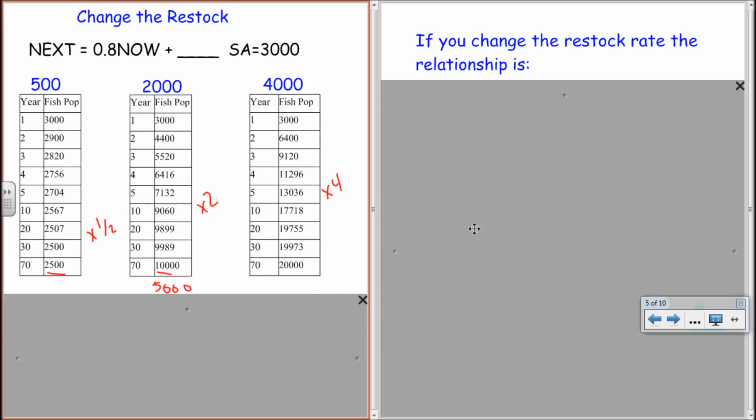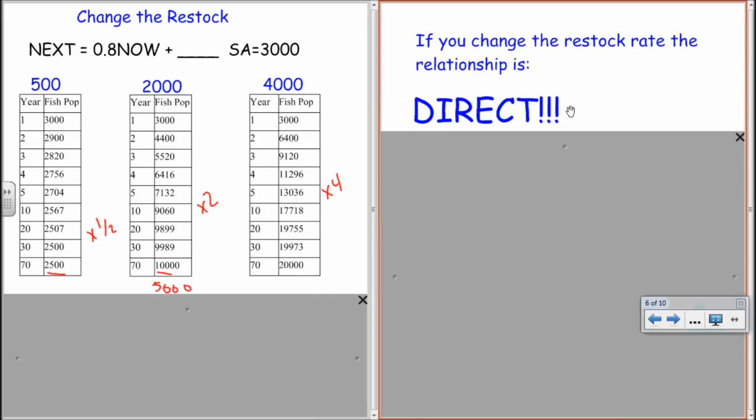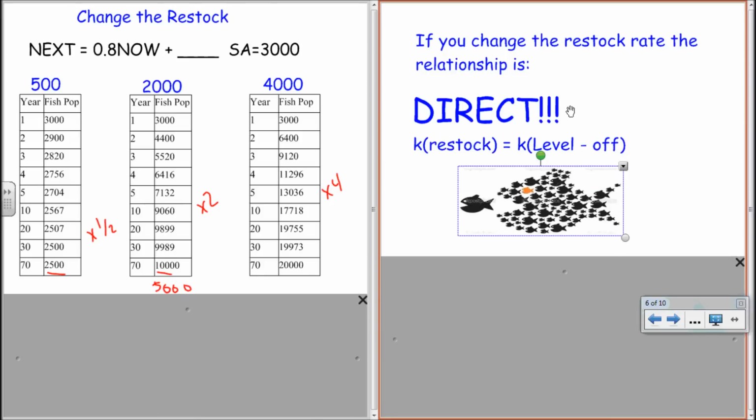Hopefully you start to see the pattern that if you change the restock rate, the relationship is a direct relationship. If I increase one, the other one increases. And here's the notes I would take for this situation: if I take some scale factor or multiply the restock by something, in this case I multiply by half, look, the level off is half. Multiply by 2, the level off is doubled. So that's our relationship for that.